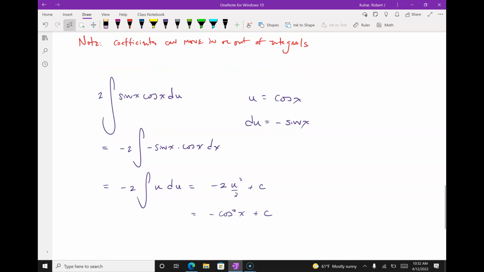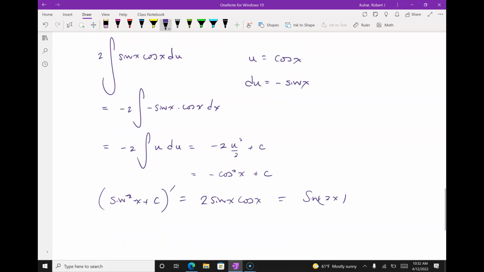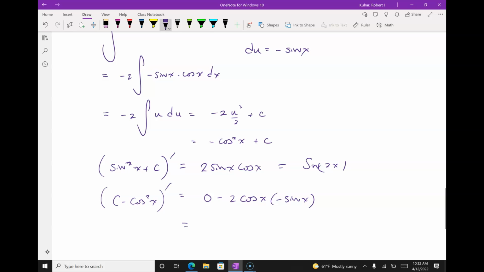Let's do that. Let's do sine squared x plus c. That derivative, what do I get? 2 sine x cos x, which of course is sine 2x. Nice, right? And the other one is c minus cos squared x. Derivative of that is 0 minus 2 cos of x times another negative sine of x. What do you know? I get 2 sine x cos x, and that's still sine 2x. Same. Both answers are correct. Both answers will give you the same areas.